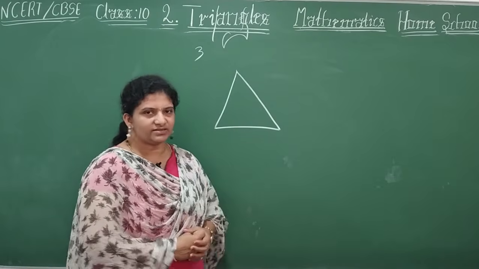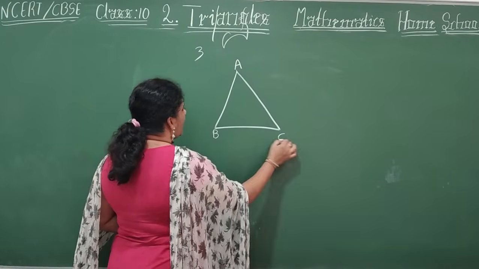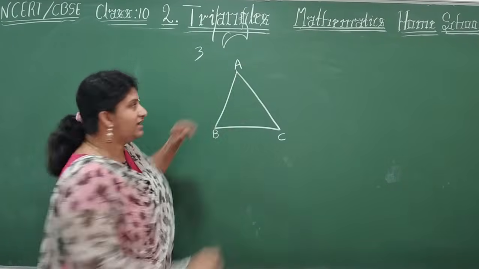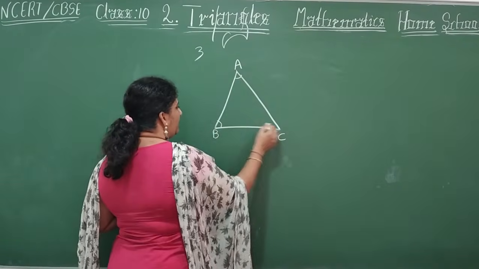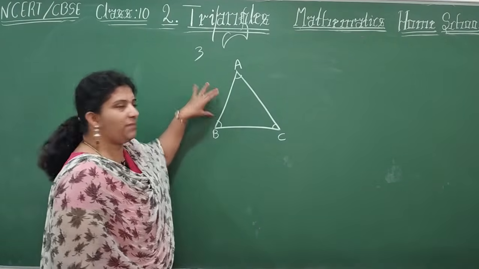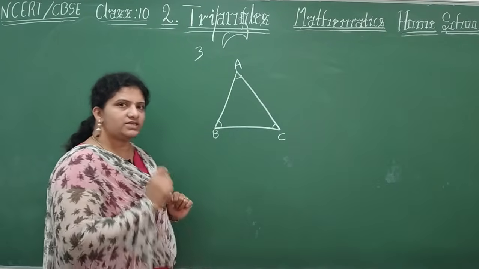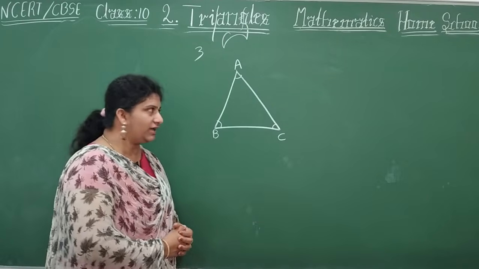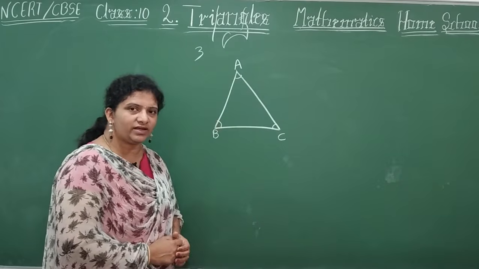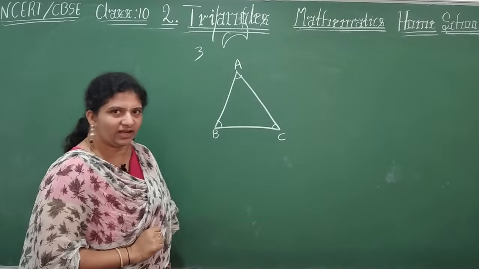Triangle has three sides, right? So three vertices you will be having, A, B, C. Three angles, angle A, angle B, angle C, and it has three sides, AB, BC, CA, right? So now, still what do we need to know about a triangle? What do we call the three sides of a triangle? This is called the perimeter of a triangle.